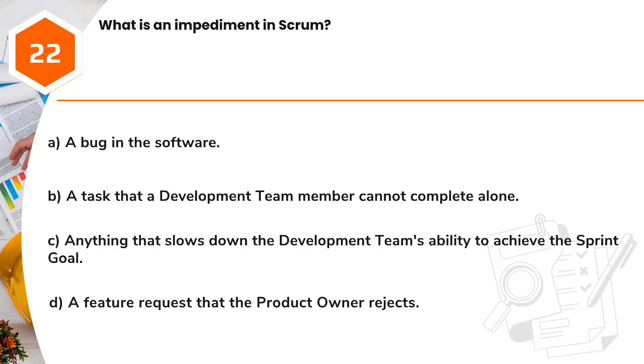Question 22. What is an impediment in Scrum? A. A bug in the software. B. A task that a development team member cannot complete alone. C. Anything that slows down the development team's ability to achieve the sprint goal. D. A feature request that the product owner rejects.